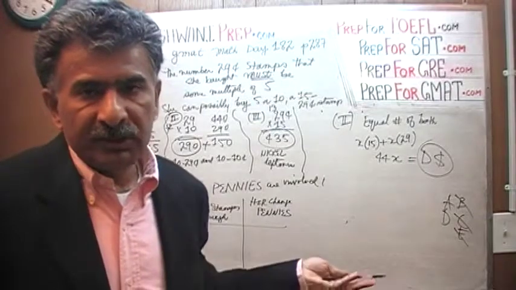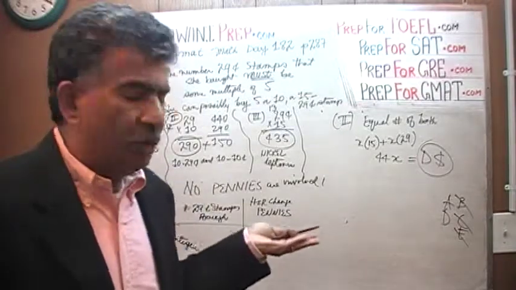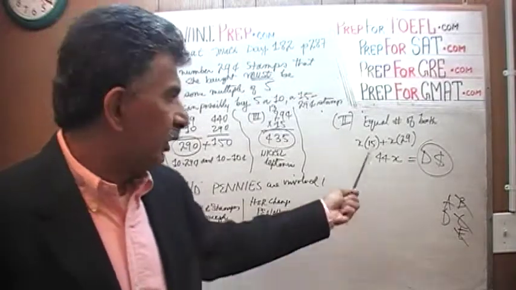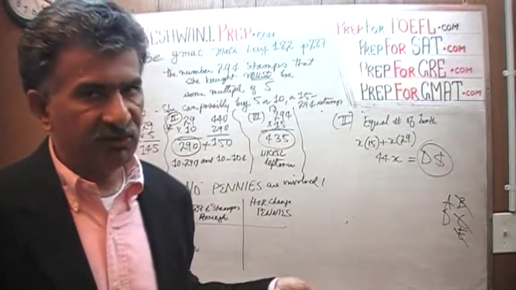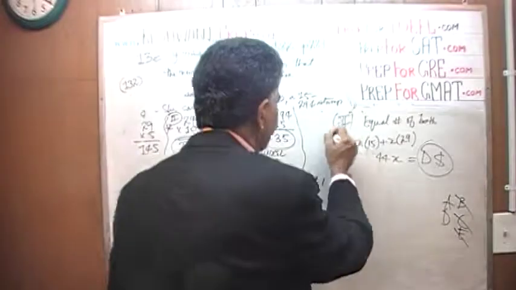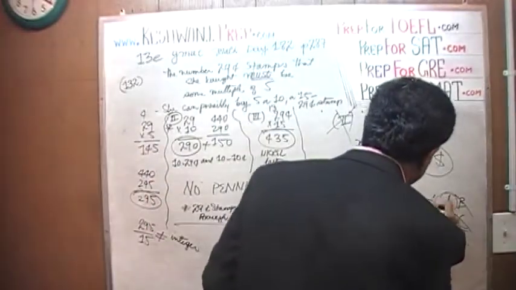We do not know how much money she spent. The second statement, all it tells us is that she bought an equal number of both stamps. That by itself is not enough because we need to know how much she spent. That's not enough. The answer is A.